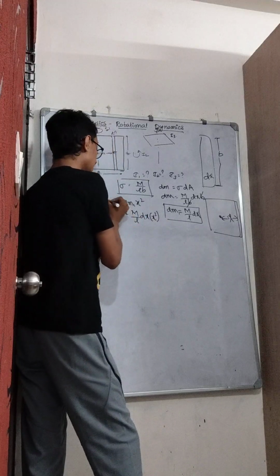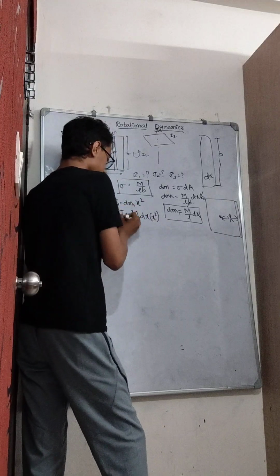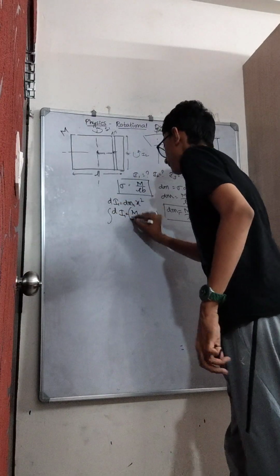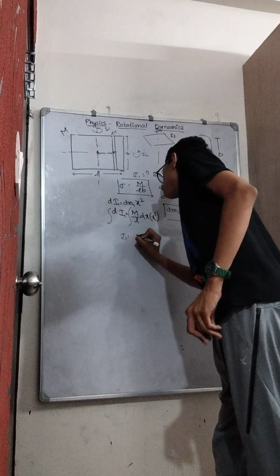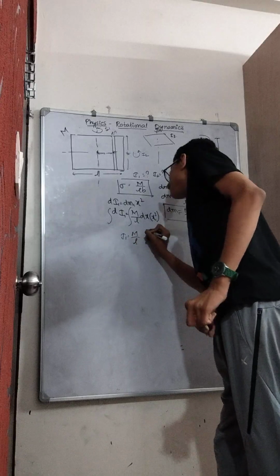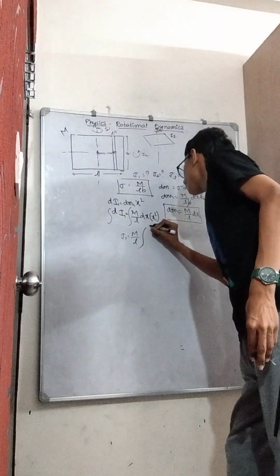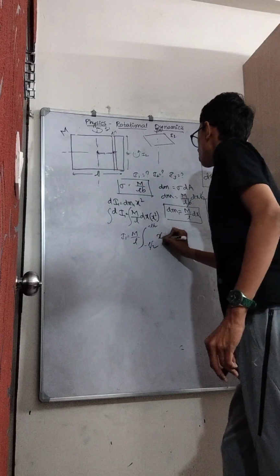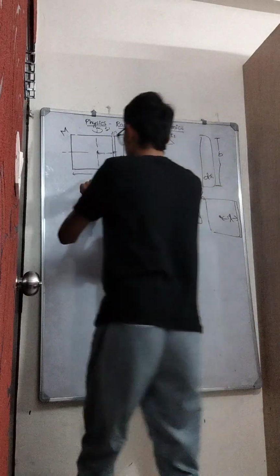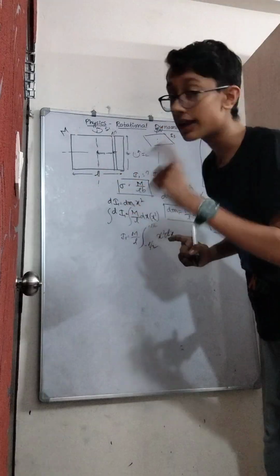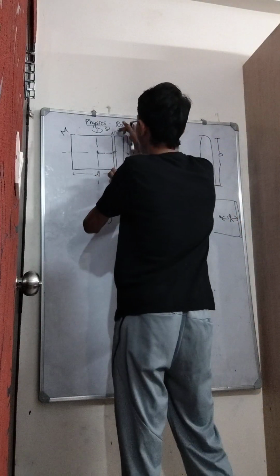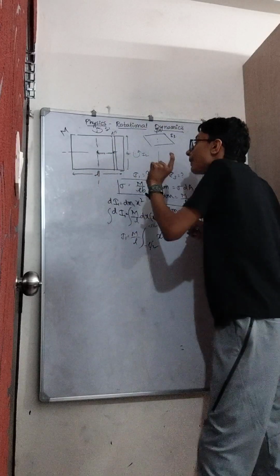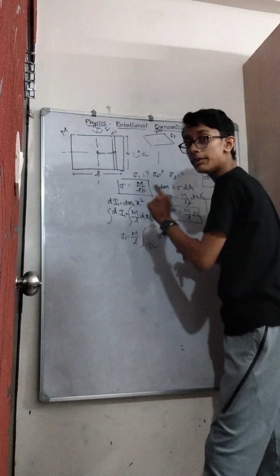Now dI1 is dm into x squared. Now I will take integration on both sides. So I1 is equal to M by L times the integral. Now what limits can I take for integration? Plus L by 2 and minus L by 2 I will take, because those are the only two limits we can take whenever we are dealing with a rectangle. That means we have to take plus L by 2 and minus L by 2 as the two limits.